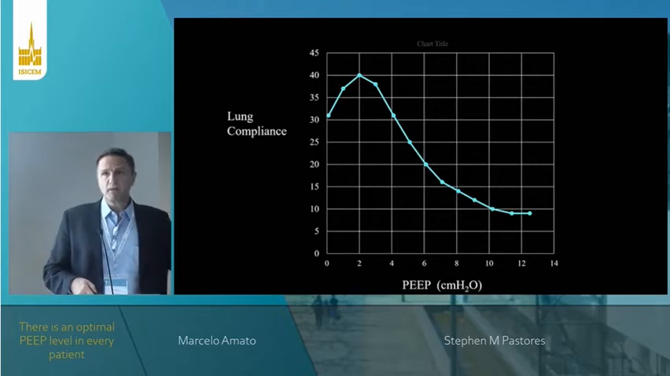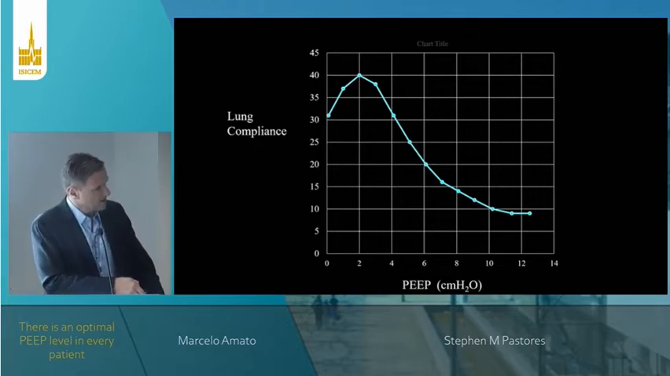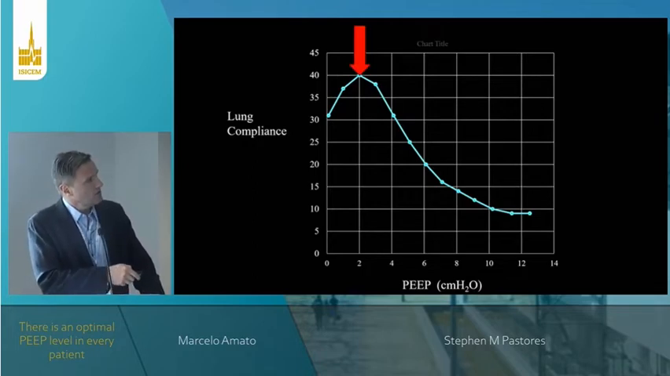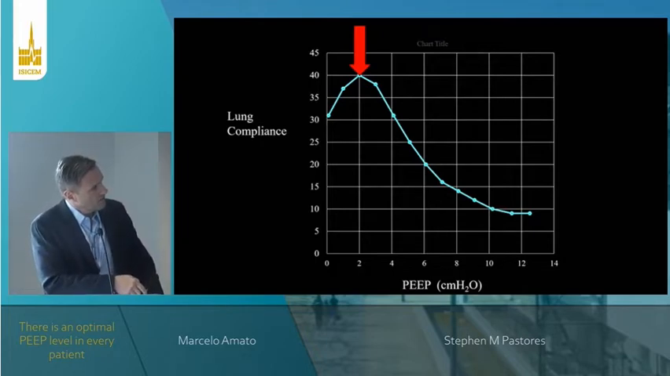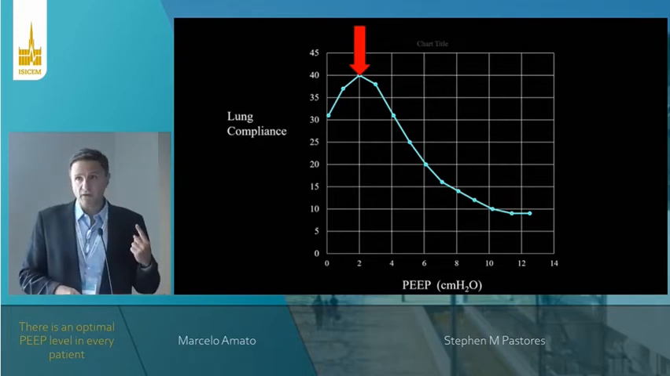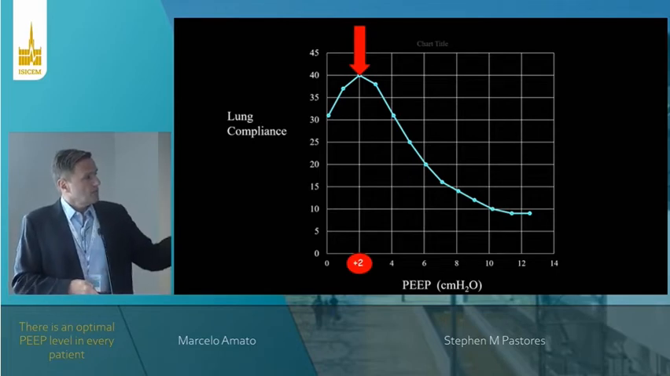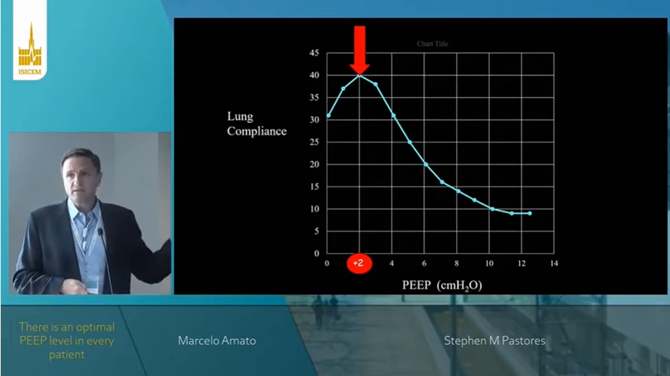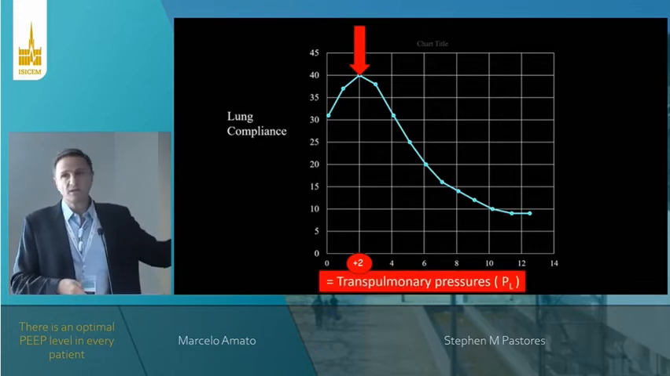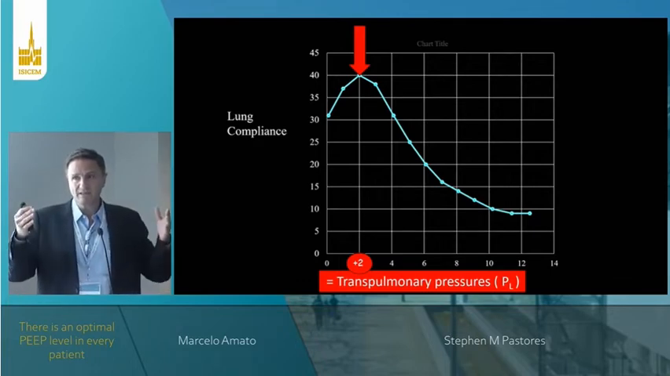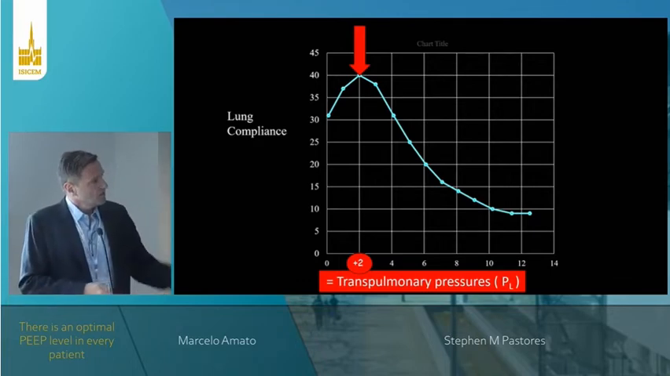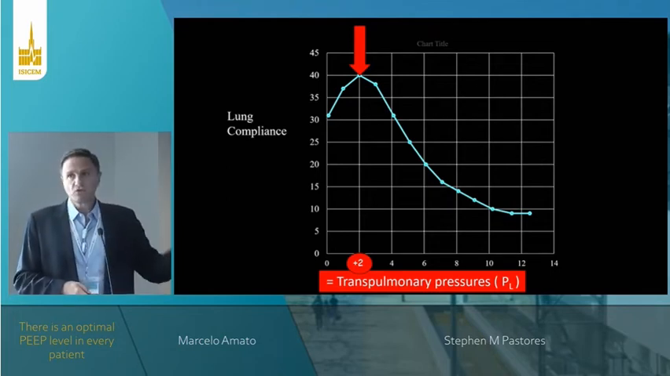So we did this PEEP compliance curve in this lung. This is PEEP. This is lung compliance. And there is an optimum point at 2, and it's a very sharp point. As you can see, if my PEEP level is 8 or 10, my compliance is already 1/4. So +2 is the best compliance in this case. And I can read PEEP here as transpulmonary pressure because I'm surrounded by air, so it's 0 pleural pressure. So best PEEP at +2 transpulmonary pressure.